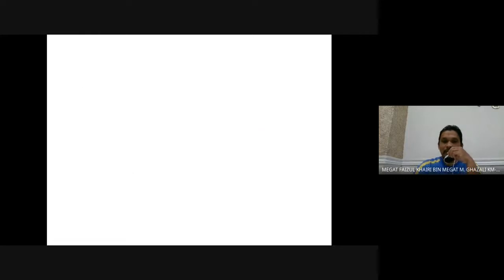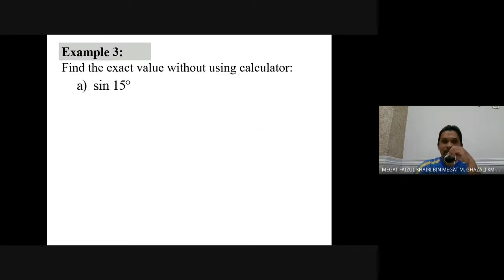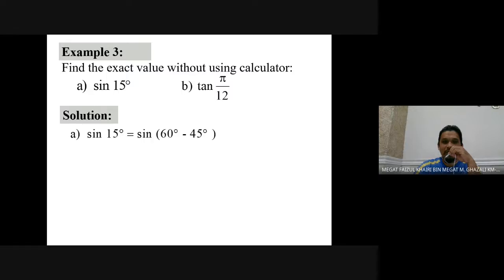Okay, then next, find the exact value without using a calculator of sine 15 and tangent pi/12. So class, we are going to use what we call special angles. Special angles we have are 30 degrees, 45 degrees, 60 degrees. From here it will give you sine, cos, and tangent. Sine 30 is 1/2, cos 30, and so on.